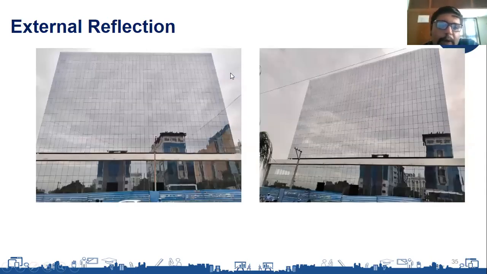External reflection is purely your design intent. If you want the glass to be fully reflective from the outside, your external reflection has to be higher. And there are also products which have lower external reflection, which have a subtle look. Those products are also available. So it totally depends on your preference and your design intent. External reflection gives you an idea how reflective the glass will be from the outside.